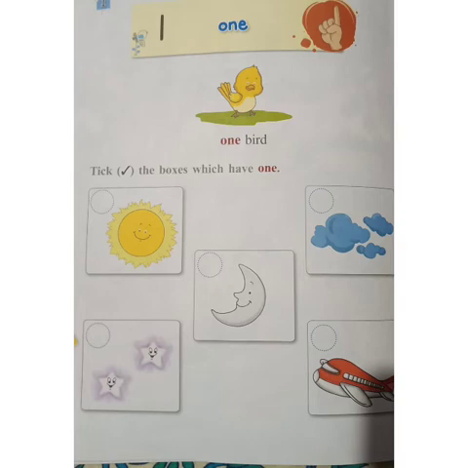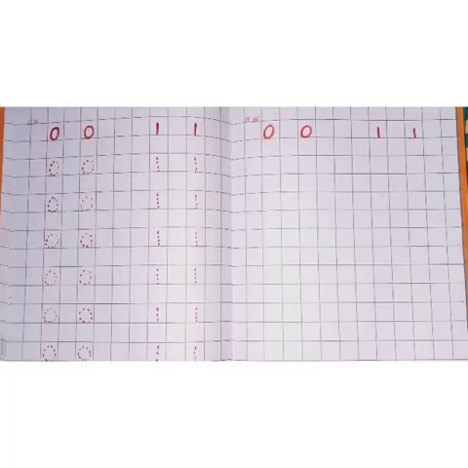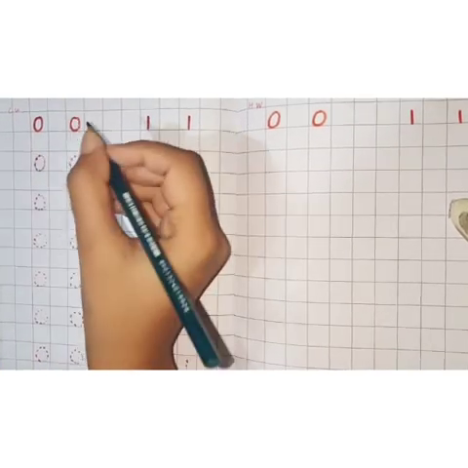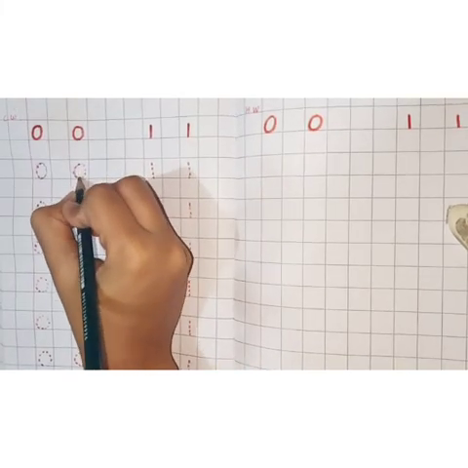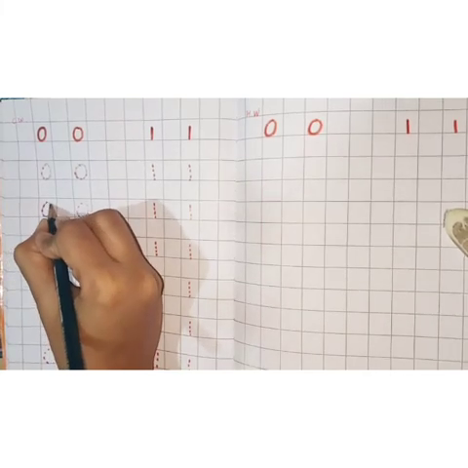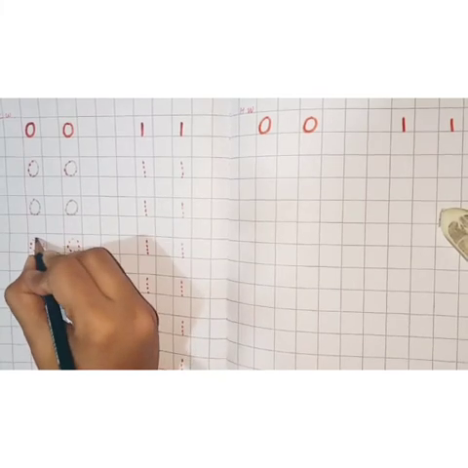There are some activities of number 1 and 0 on the page 79 and 99. Complete it in your free time. Children, this is your maths notebook. Write 0 and 1 by using dots. Start from the left curve, then follow the dots. 0. Start from the dot all over the round. Do it one by one.